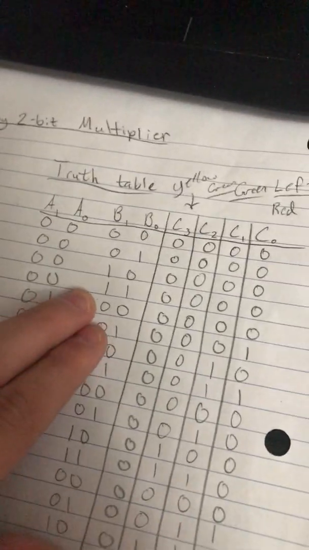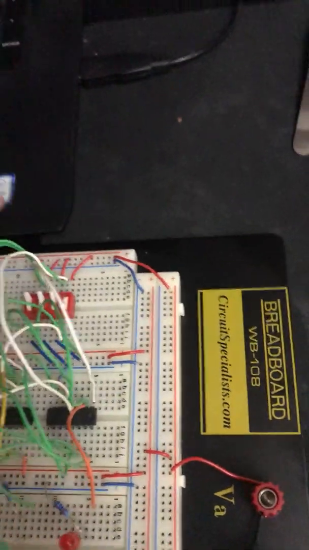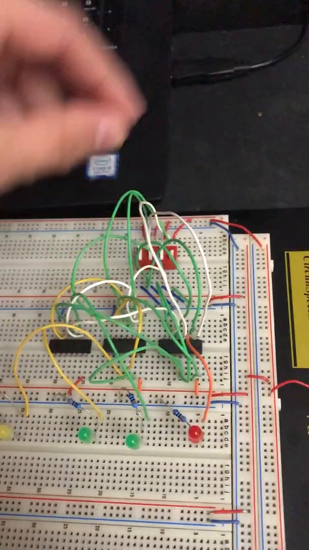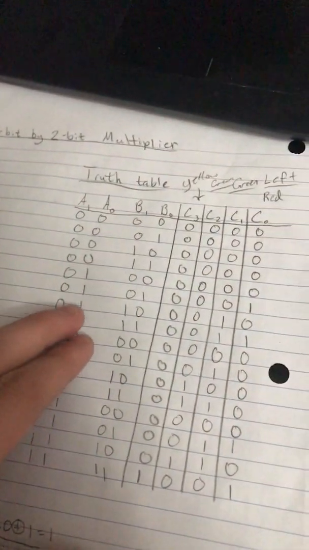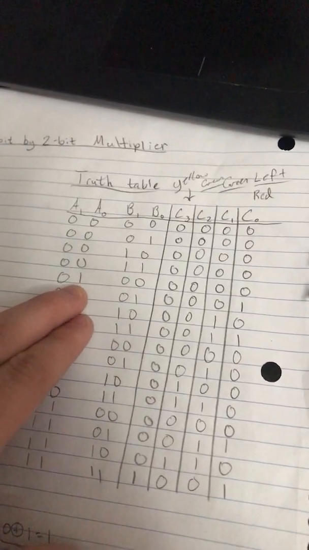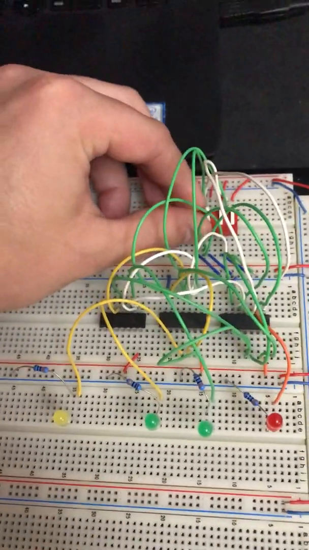Our next one is B1 and B0, but they give no outputs. Right here, we have A0, which also gives 0 output. So we go over here, A0, 0 outputs.